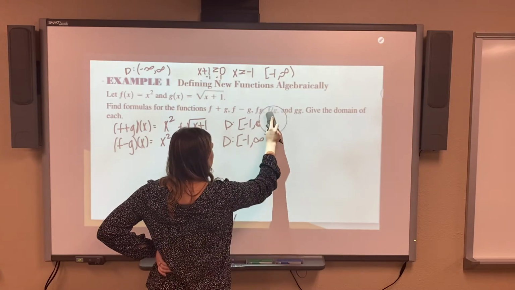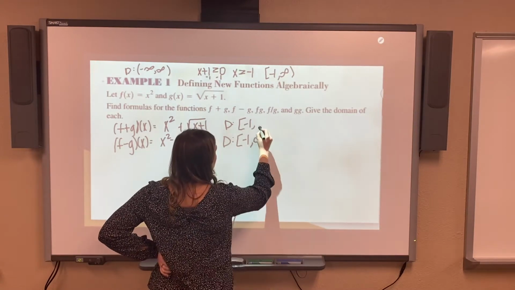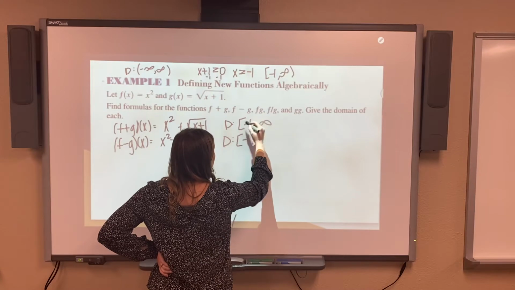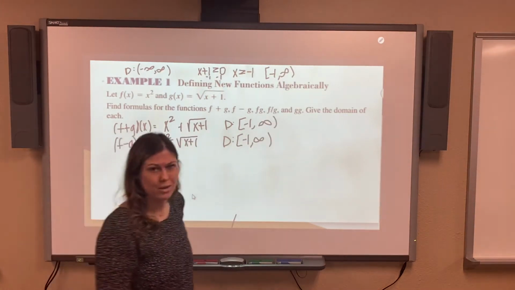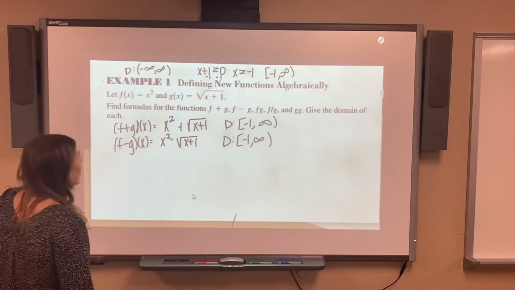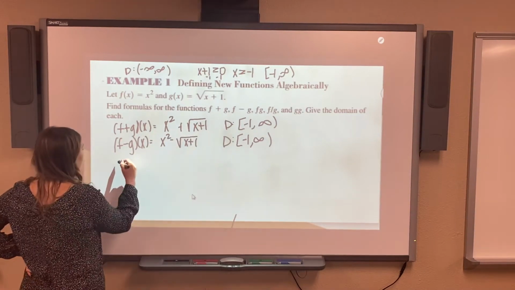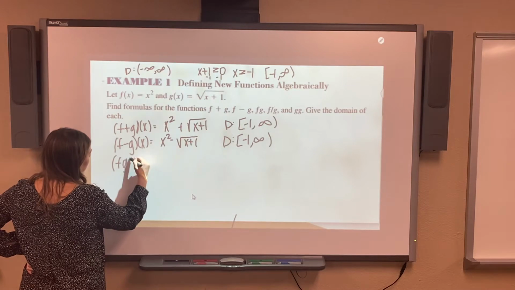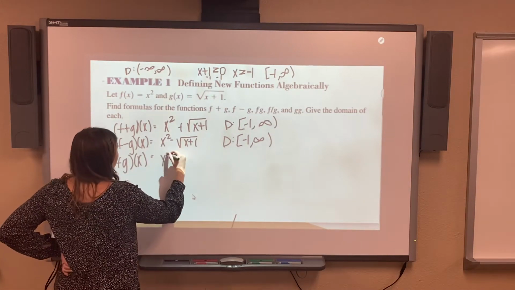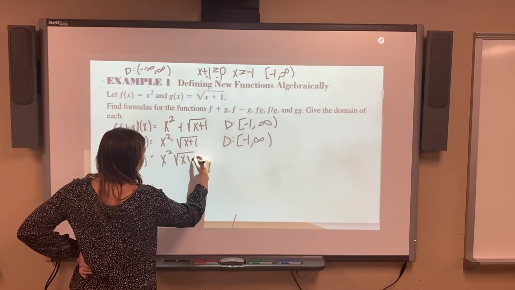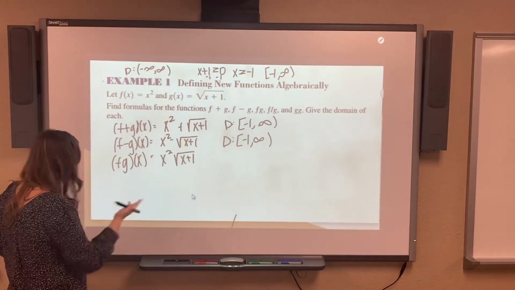Negative 1 is included. Infinity's not included, I'm so sorry. Okay, and then let's do f times g. If we have f times g of x, we're just multiplying these. And so that'd be x squared times the square root of x plus 1, okay? We cannot simplify that anymore.